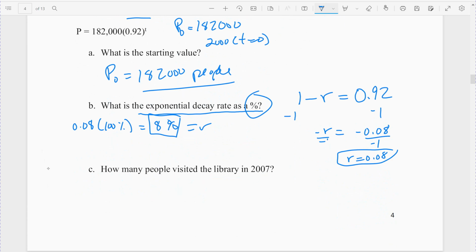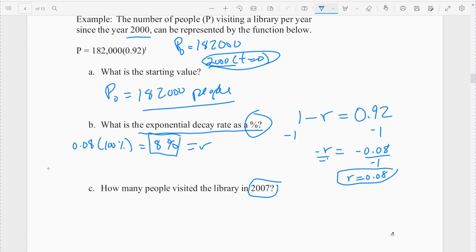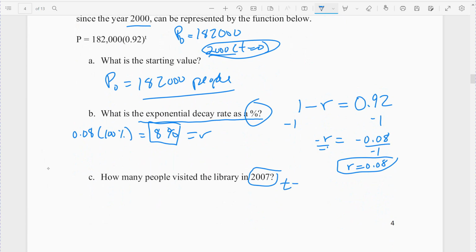How many people visited the library in 2007? Remember, 2000 is my initial year. That's time 0. So 2007 would be 7 years later, and that would be t equals 7. So you plug in 7 for our time, 7 years after the start. We started at 2000 with 182,000. We lost 8% every year, and t represents the years after that initial starting value. So 7 is my years.